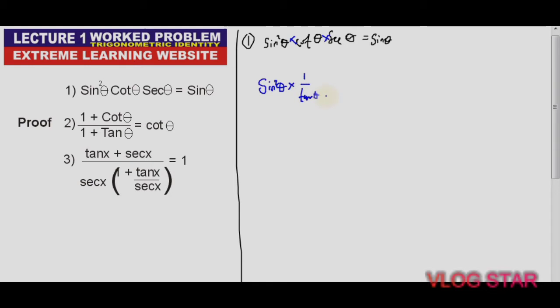Now let's look at it. What is tan theta itself? Tan theta is sine theta over cos theta. When we talk about the inverse of this tan, we should invert this, so that this one goes up and this sine comes down. Instead of sine over cos, we now have cos theta all over sine theta. And that is the inverse of tan.